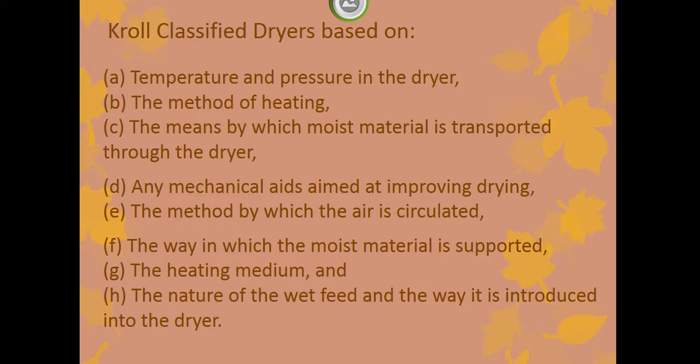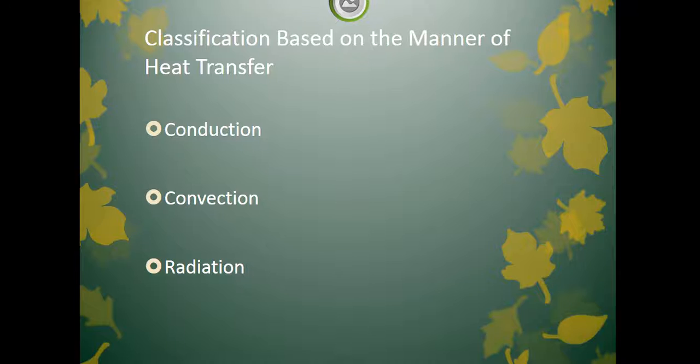Then the heating medium, but most of the time the heating medium that is being used is just air. And the last way of classifying dryers is based on the nature of the wet feed and how it is being introduced into the dryer. So these are the 8 ways in which Kroll classified dryers, as read from that volume by Colson on drying.